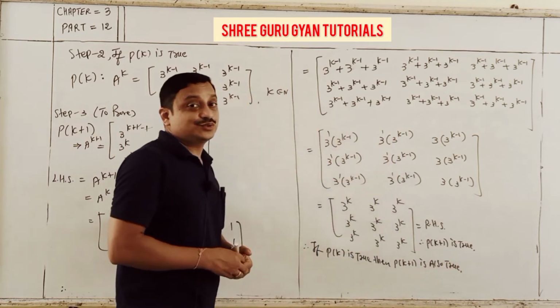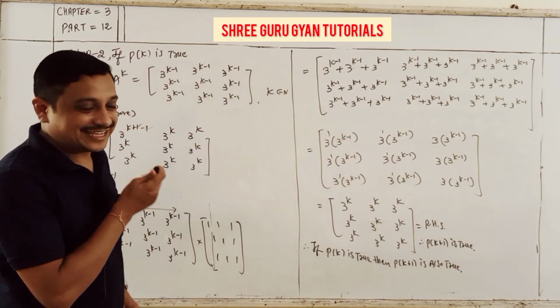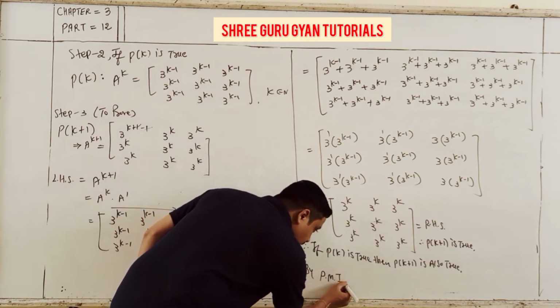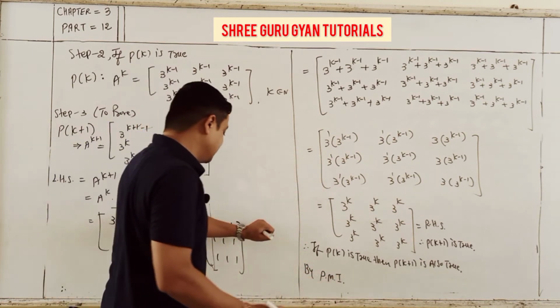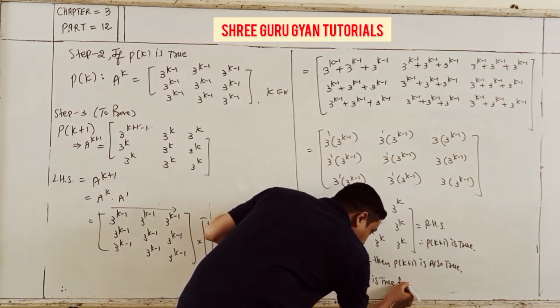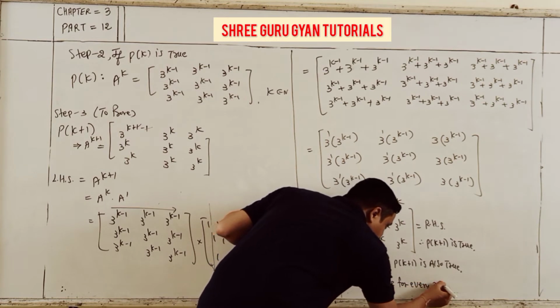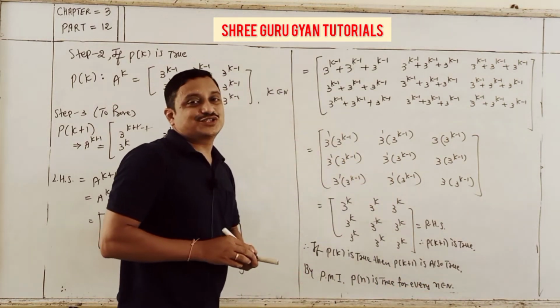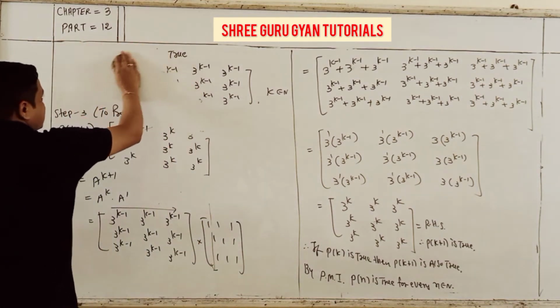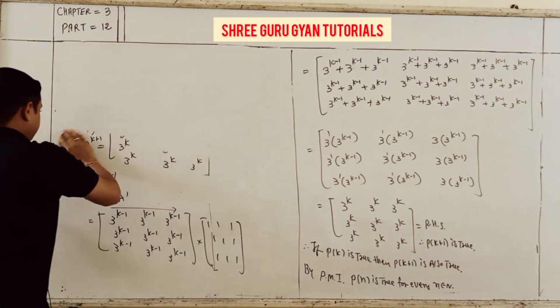And now moving to my last line. Yes, that is your by PMI, principle of mathematical induction, Pn is true for every n belongs to natural number. Now continue. Question number third.